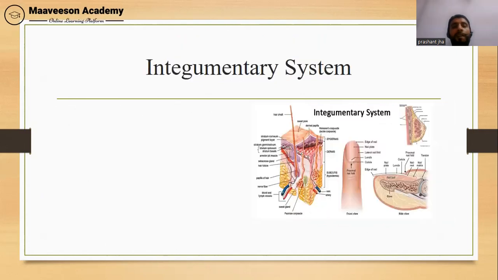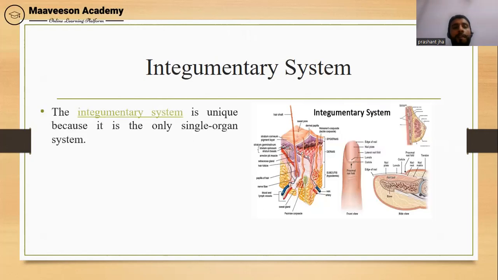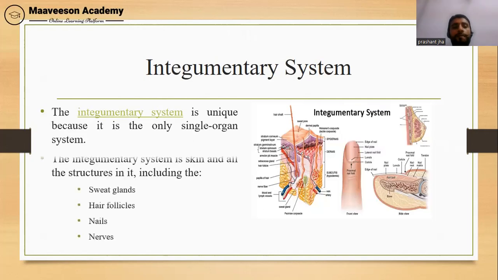Next is the integumentary system. This is unique because it is the only single-organ system. This system is the skin and all the structures in it, including the sweat glands, hair follicles, nails, and nerves.